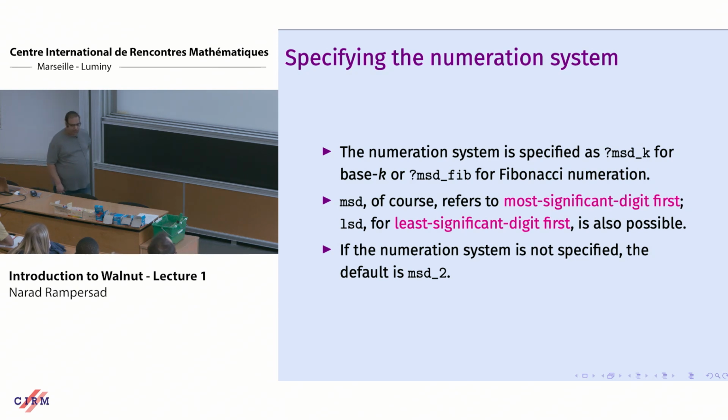You also have to tell the software what numeration system you're working in. So you tell it base k, base Fibonacci. You also tell it whether you're working with most significant digit first, which is the only thing we've done so far. But it is possible to work with everything in least significant digit first representation as well. If you don't say anything about the numeration system, it's assumed to be base two, most significant digit first.